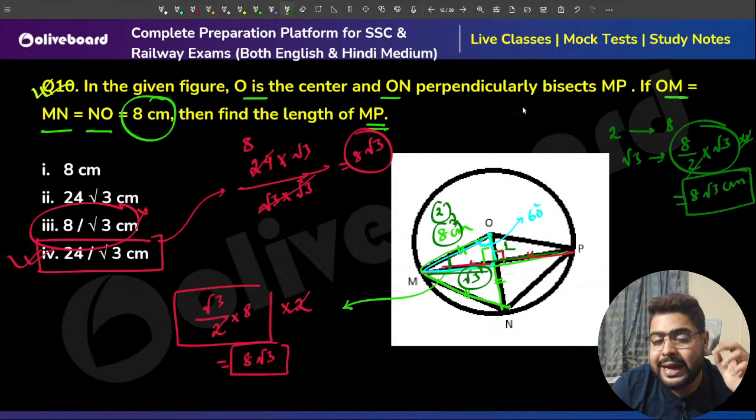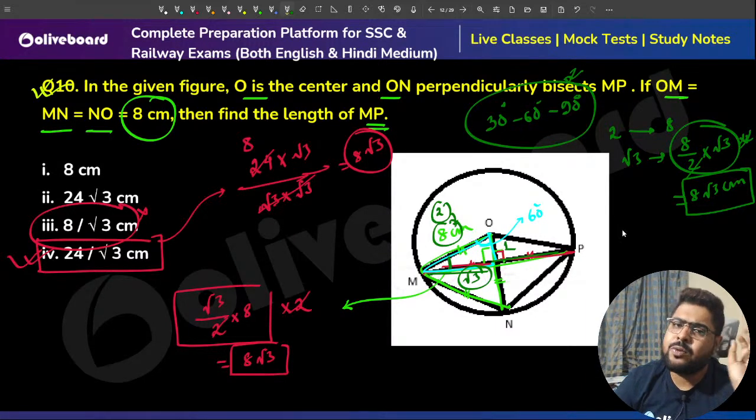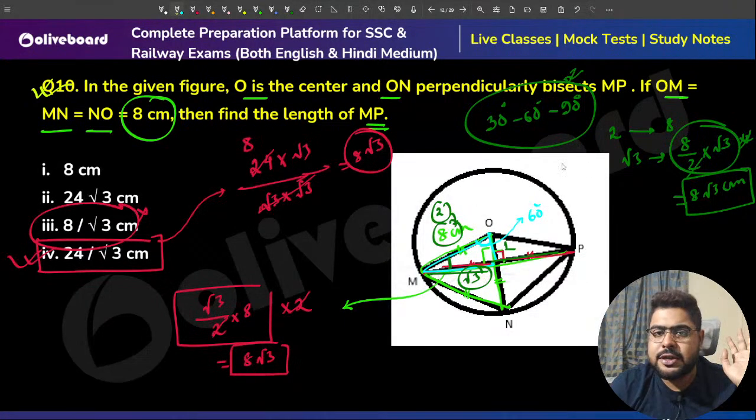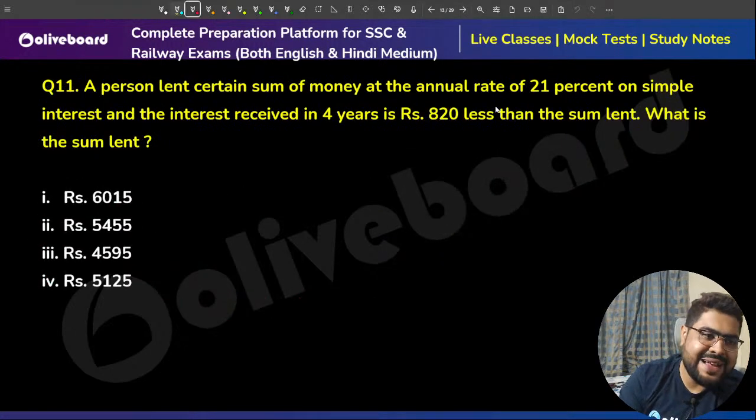By using the 30, 60, 90 triangle, you can also solve this. Whatever you prefer, both the methods are good, a very small difference. Whatever you prefer, you do this. Okay? Next one.